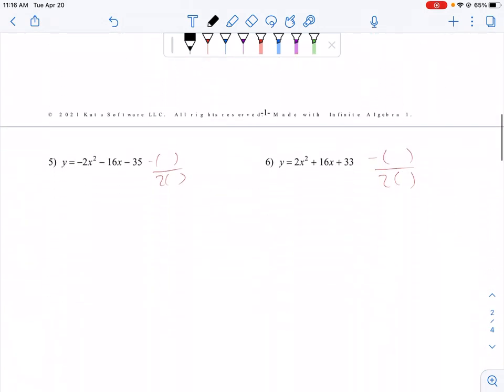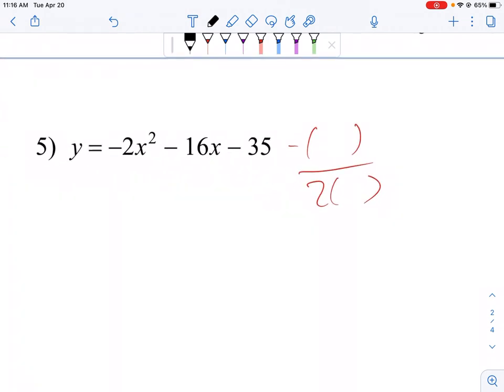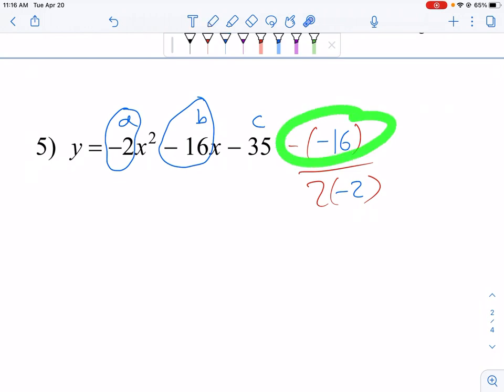Let's jump down to some of these bigger ones. And it's the same process. So we're still taking our a, b, and c. And we are going to put our negative b up here over 2 times a. And now our a here is a negative 2. So my a is a negative 2. My b is a negative 16. And I'm going to evaluate. I'm going to work this stuff out now.